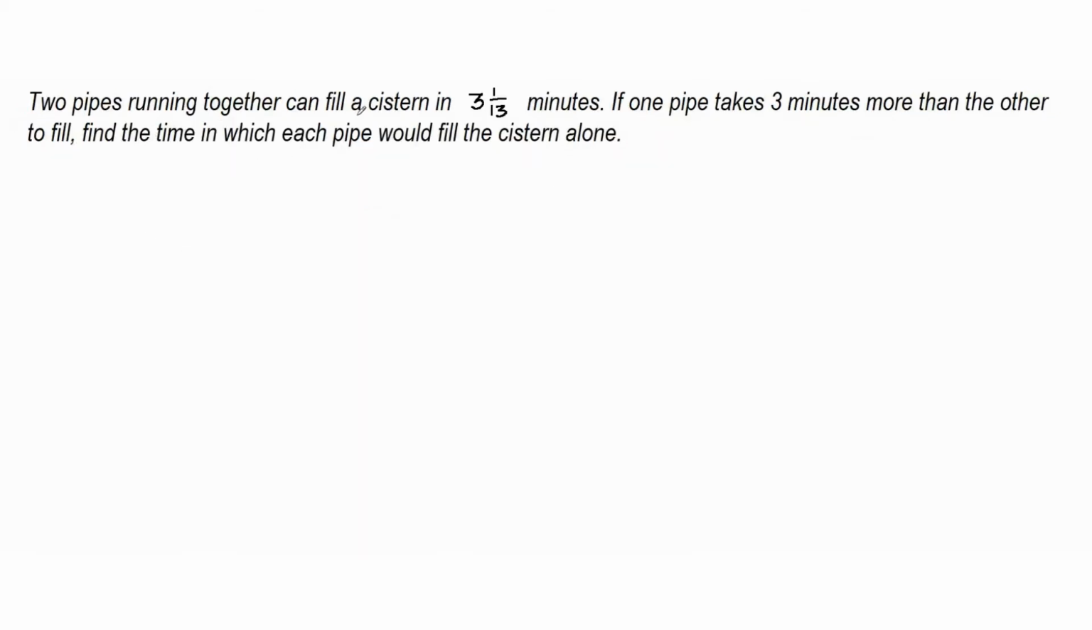Two pipes running together can fill a cistern in 3 1 by 13 minutes. So basically two pipes together can fill the cistern. Cistern is basically a cuboid or a tank. Can fill the cistern in 3 1 by 13. That's 3 13s are 39 plus 1 is 40. So it can fill the cistern in 40 by 13 minutes, right?